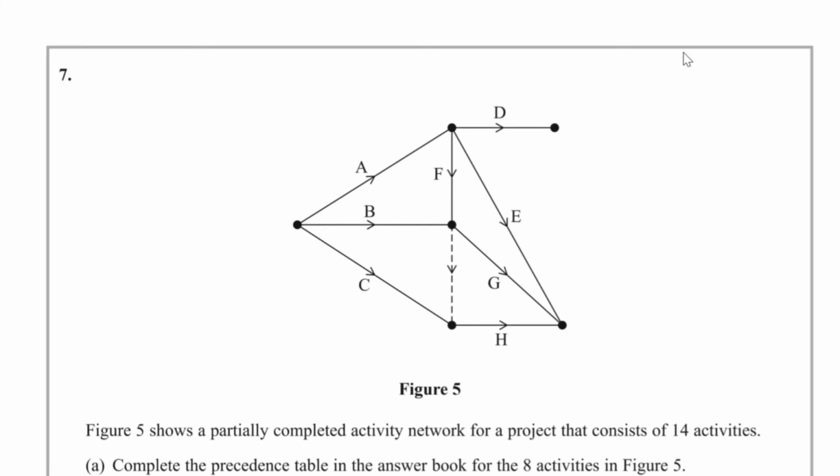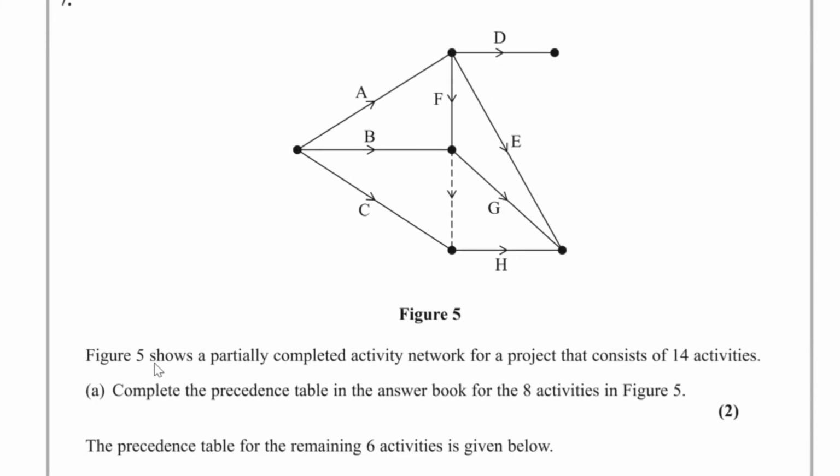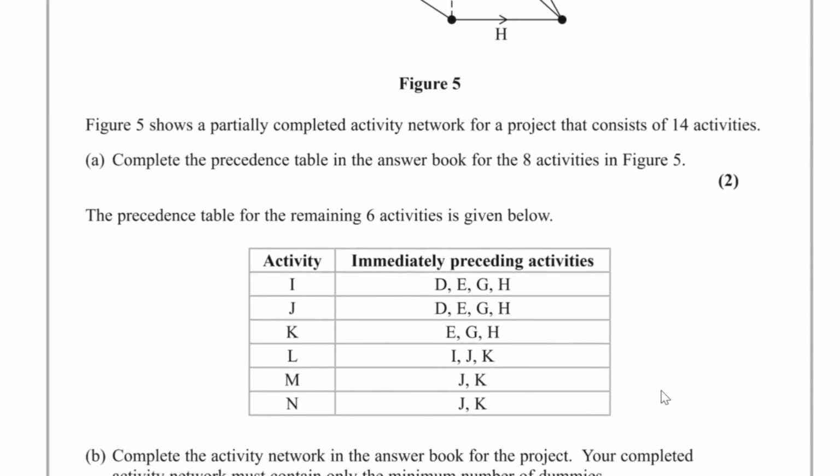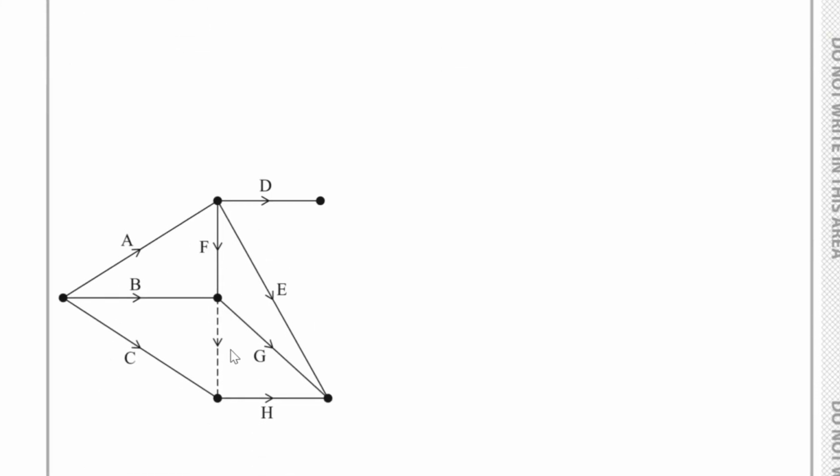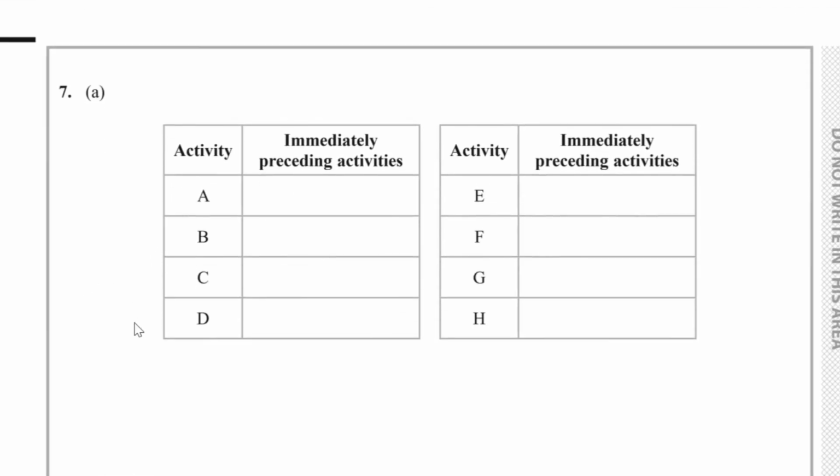Question number 7. Figure 5 shows a partially completed activity network for a project that consists of 14 activities. We have to complete the precedence table in the answer book for the 8 activities in Figure 5. So, here is a copy of that. Now, A, B and C depend on nothing. So we can put dashed lines over there.